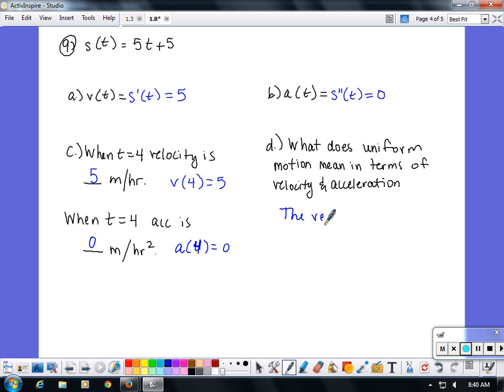The velocity remains constant because you have just the number 5. And there's no acceleration, and that's because you have 0.